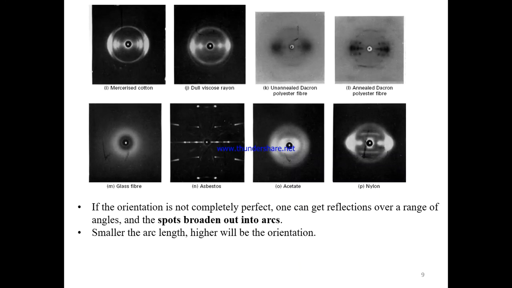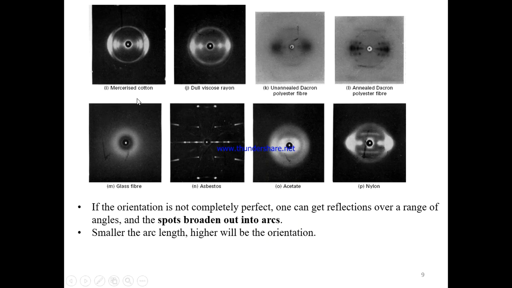All these fibers are actually measured as fiber samples, not powder samples. So you cannot comment on the crystallinity percentage, because only in the case of a powder sample can we measure the crystalline percentage.